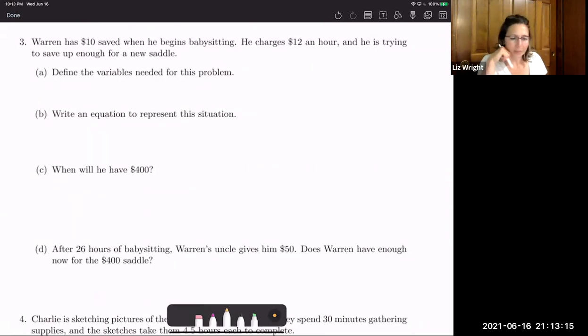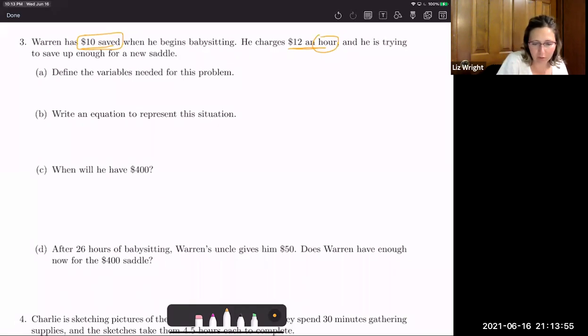Number 3, it says Warren has $10 saved when he begins babysitting. He charges $12 an hour and he is trying to save up enough for a new saddle. Define the variables for this problem. So we've got our $12 an hour here, $10 saved, and he's trying to save up enough for a new saddle. What are our 2 variables again? We've got money, and then what was our other variable? It's the time, like how many hours have we worked?